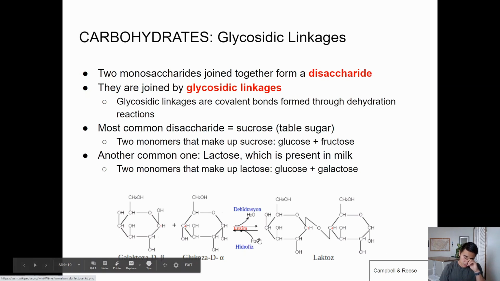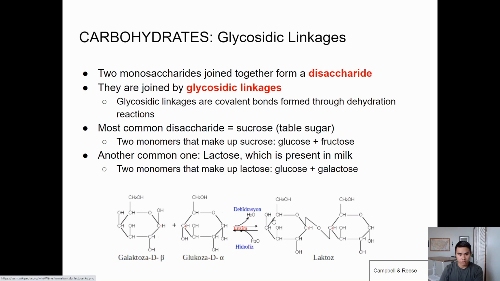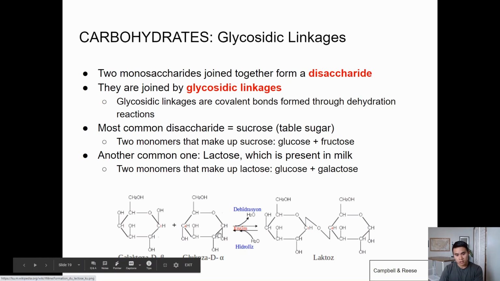And if you look at the opposite arrow, you're adding H2O. And if you add H2O, you know that's a hydrolysis reaction. And when you add water, that breaks bonds. So here you can go back and forth. To go forward, dehydration, you're taking out H2O. To go backwards, hydrolysis, you're adding H2O and you're breaking the bonds.